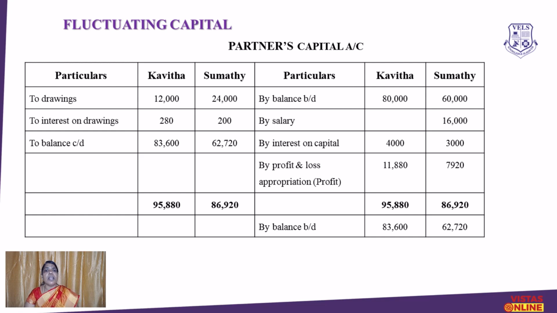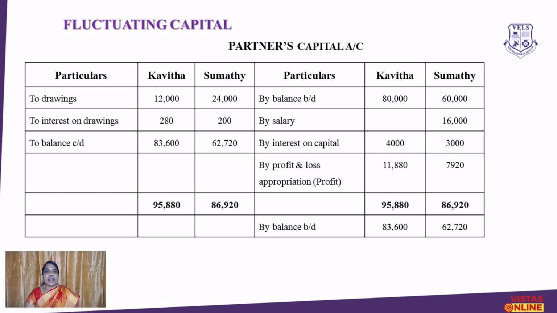Now we can take the balance given in the question. So we can write it by balance BD: 80,000 in the column of Kavita, 60,000 in the column of Sumati. Then by salary. For Kavita there is no salary. For Sumati the salary amount is 16,000. So we write 16,000 in the Sumati amount column.